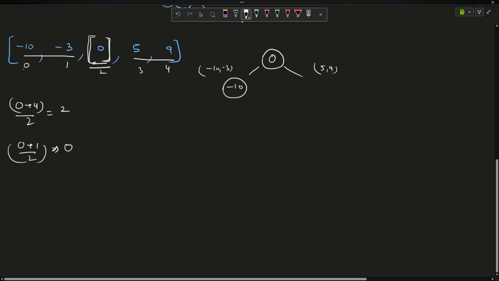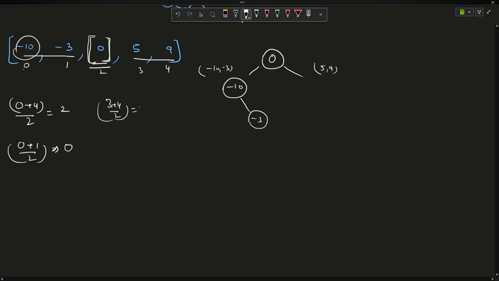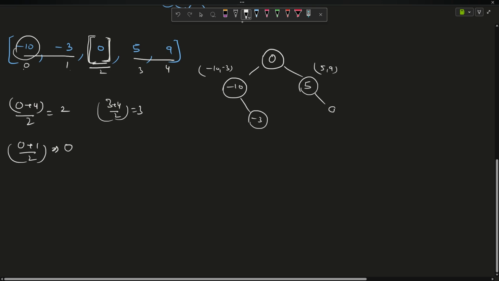Now minus 10 is actually this. Only one element left here, minus 3. So what will happen? Minus 3 is going to come at right, because minus 3 is greater than minus 10. Now for 5 and 9, again 3 plus 4 by 2 is going to give me 3. So I will place 5 here. And 9 is greater, so 9 I will place here.